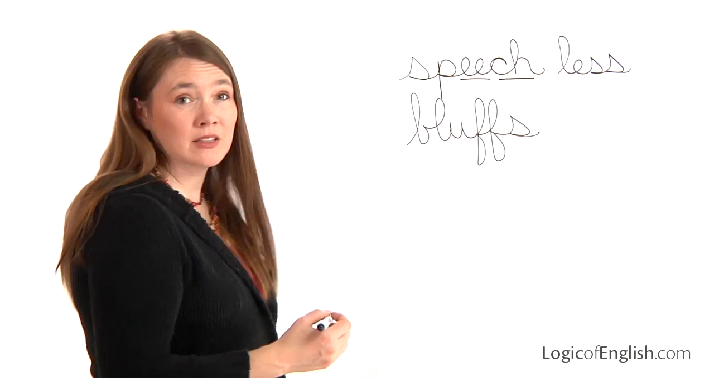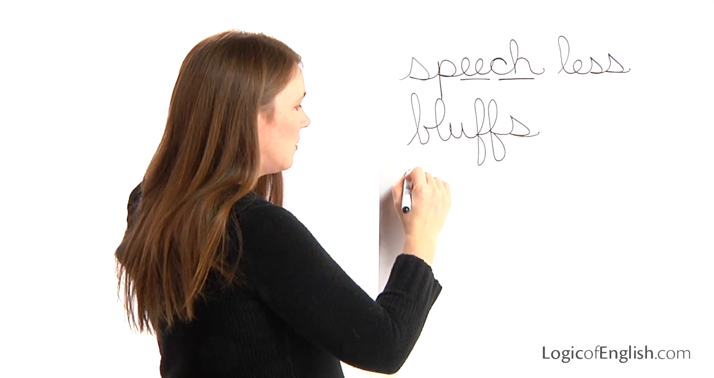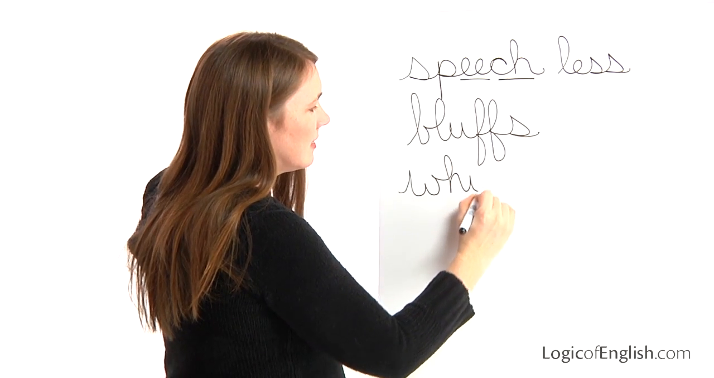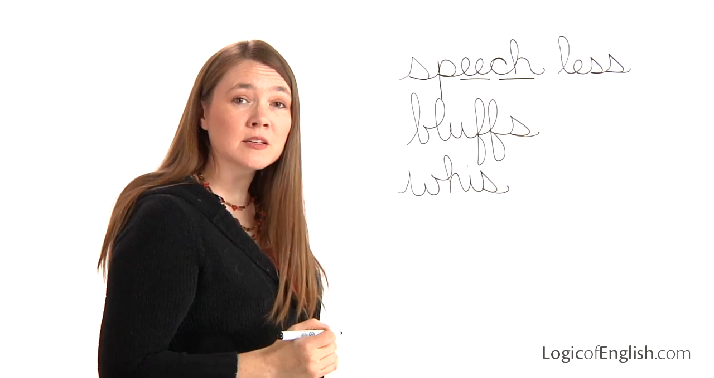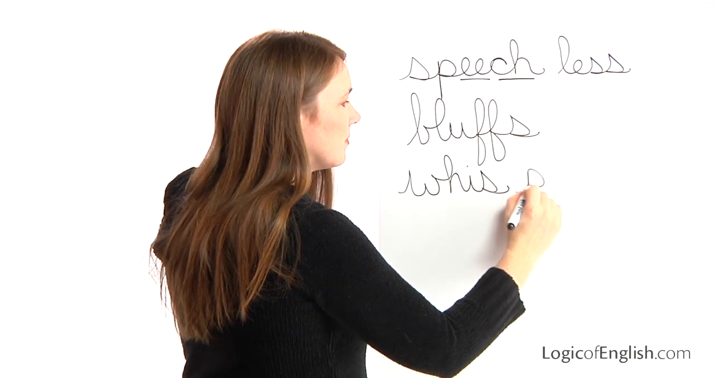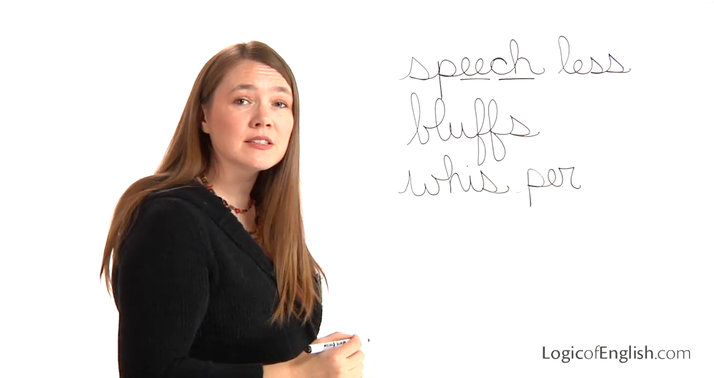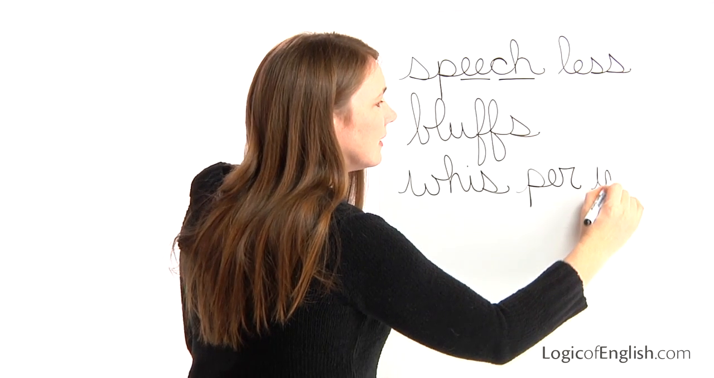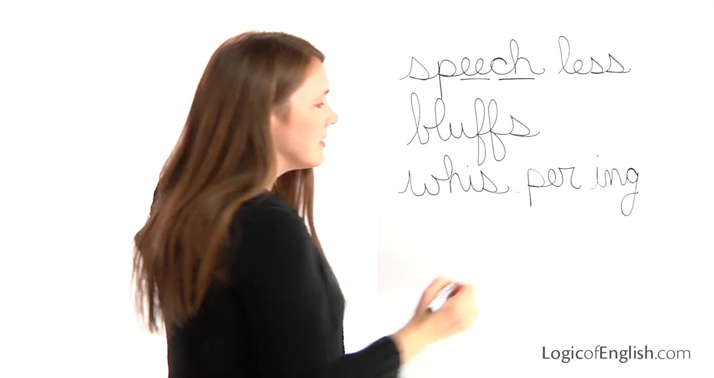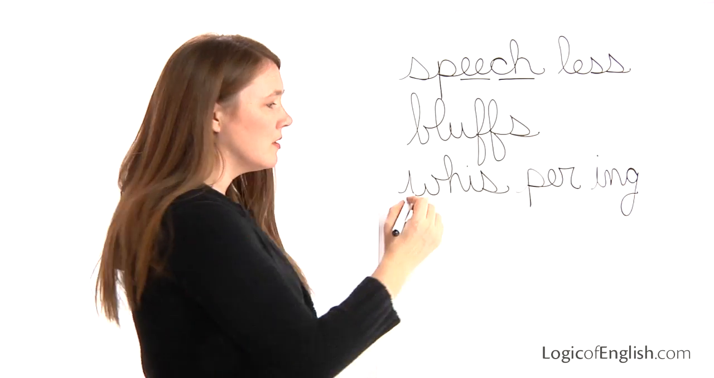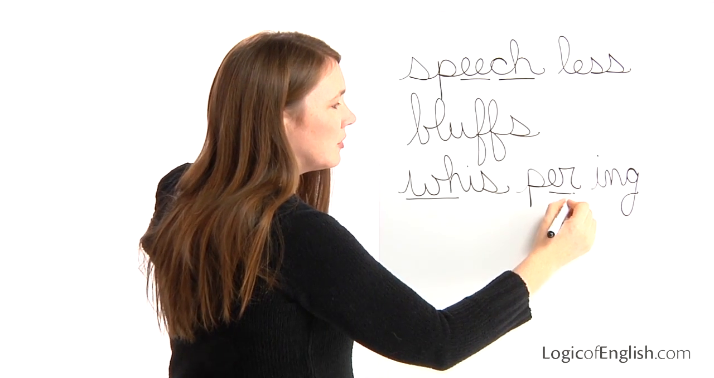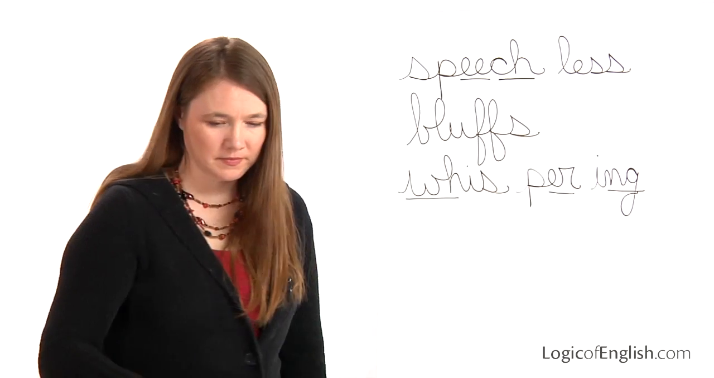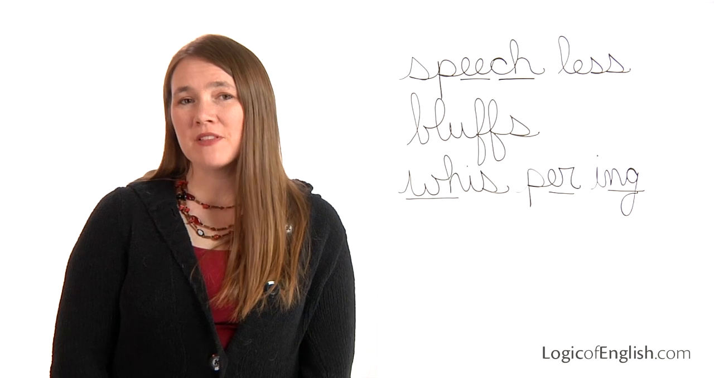And now help me to write it. The first syllable is whis, w-h-i-s. The second syllable is per, p-e-r, and the third syllable is ing, i-ng. And how will we mark it? We'll underline the wh and the ng.